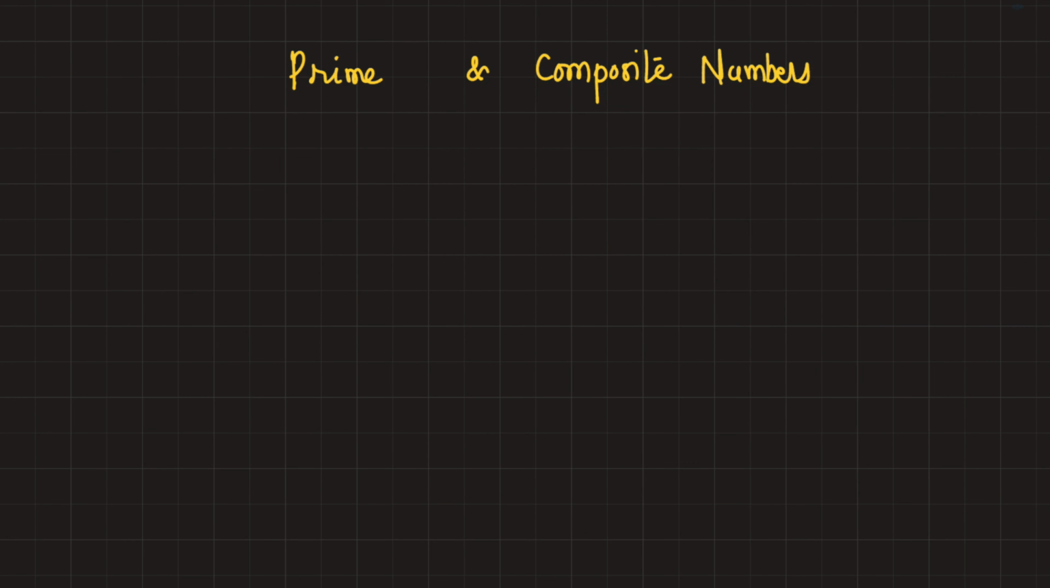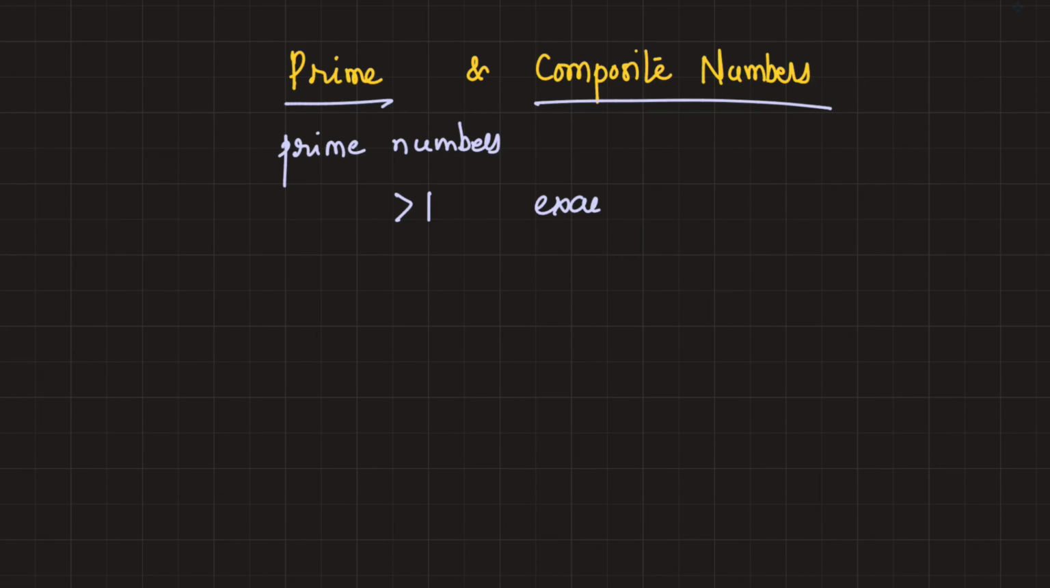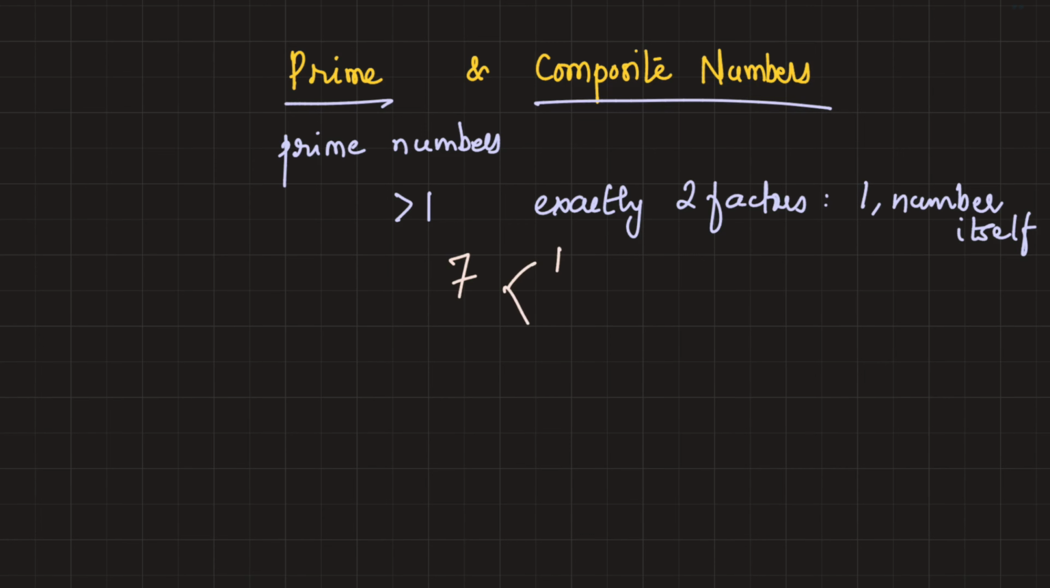Let us look at prime and composite numbers. So first of all, what are prime numbers? A prime number is a number which is greater than 1 and has exactly two factors. And what are these factors? They would be 1 and the number itself. What is an example of a prime number? 7 is a prime number because it has only two factors, 1 and 7, that is the number itself. So 7 is a prime number.